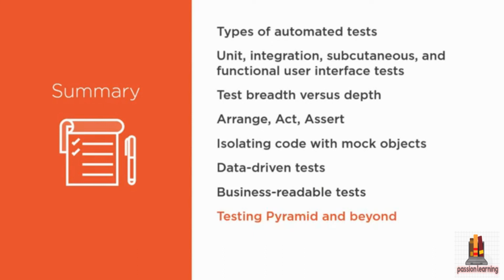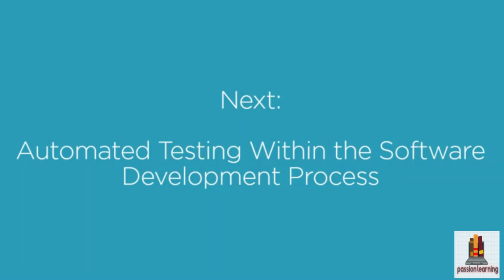We learned some different ways of thinking about how many tests to have at each level. So we learned about the testing pyramid and also how we can go beyond the testing pyramid and use a set of guidelines so we don't waste too much effort writing unnecessary tests. Finally, we learned about some of the characteristics of good automated tests, such as the importance of isolation and also maintainability. Join me in the final module when we'll learn how automated tests fit within the wider software development process.